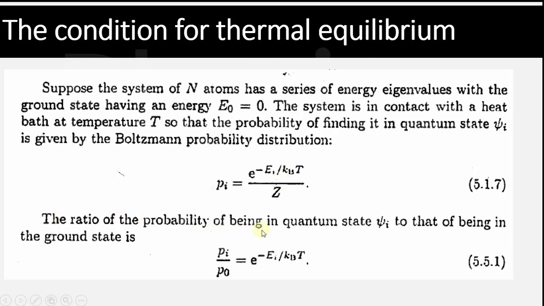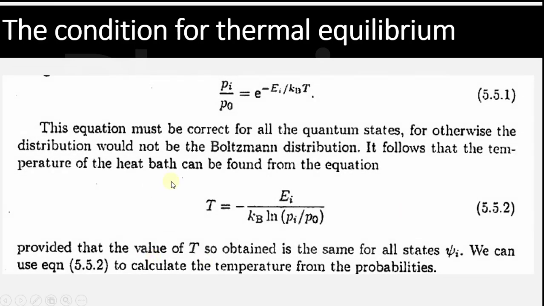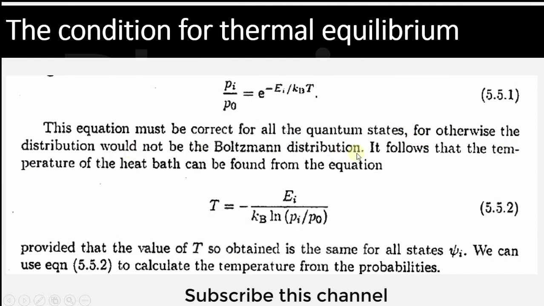So the ratio of the probability of being in the quantum state psi i to that of being in the ground state is given by this formulation, where P0 is for the ground state and i shows the quantum state. Here E is the energy and this is the Boltzmann constant. We can find the values from the zero level to the quantum state. So micro to macro and macro to micro can be stated, and the probability distribution can be found through this formulation. This equation must be correct for all the quantum states, otherwise the distribution would not be the Boltzmann distribution.